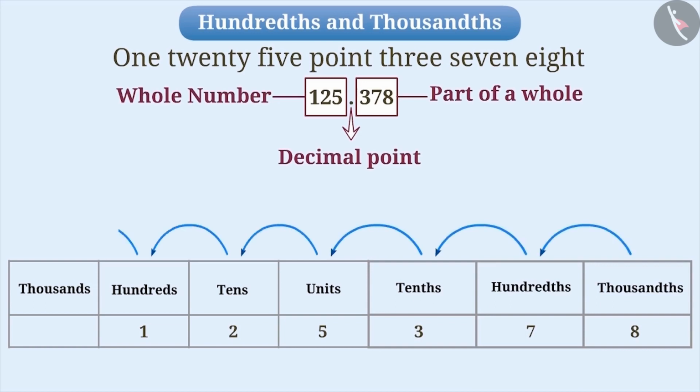If we move from right to left, the value of each place increases by 10 times of its previous place. So, we will keep on multiplying with 10 in this direction. Similarly, if we move from left to right, the value of each place decreases by 1/10 from its previous value. So, we will keep on dividing with 10 in this direction.